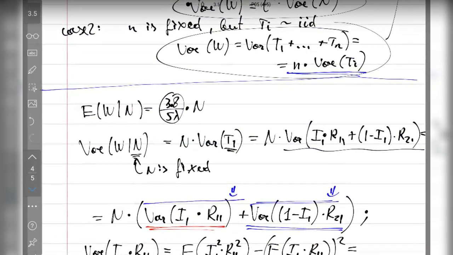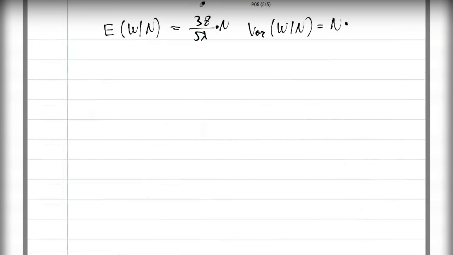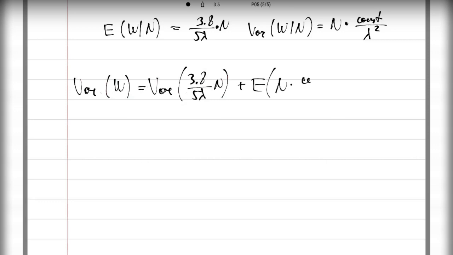Variance. Variance is N multiplied by some constant divided by lambda squared. And finally, we obtain the variance of W. So that's the variance of the first term plus the expected value of the second term.